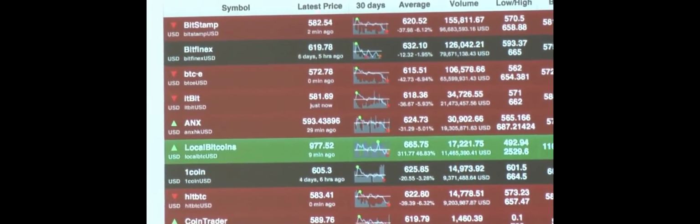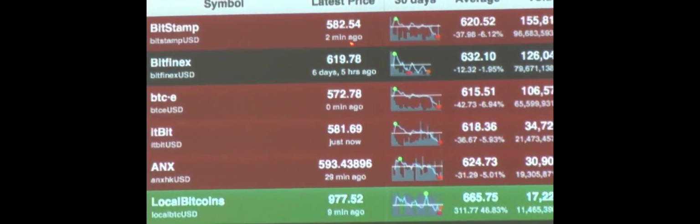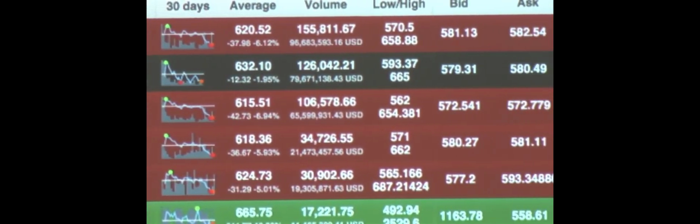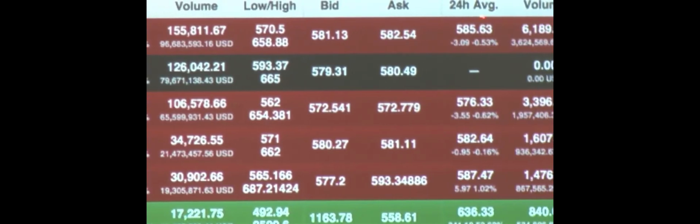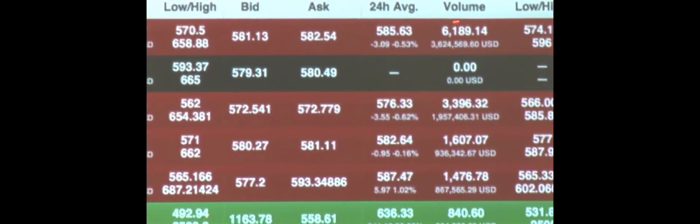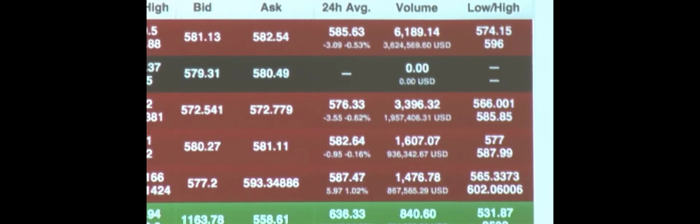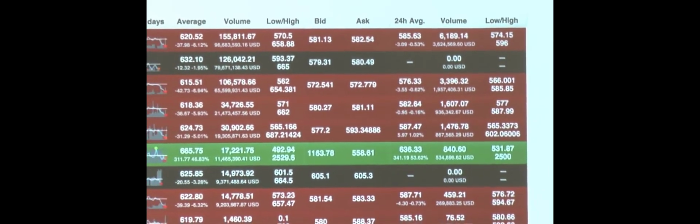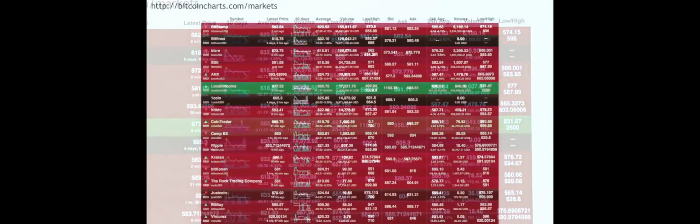For each one, there's the current price. For Bitstamp, on the day I took this screenshot, it was $582.54. You can get graphs, you can look at the average, the volume, etc. You can look, the 24-hour average price was $585. The volume was about 6,100 Bitcoins, or about $3.6 million over the previous 24 hours. So you can see there's a lot of trading here. And if you go to this site live, you can see the prices move in real time as trades get made. So this is an active market, it's a liquid market, and there are plenty of places you can go to buy or sell Bitcoins.